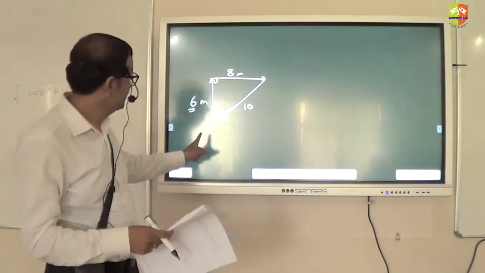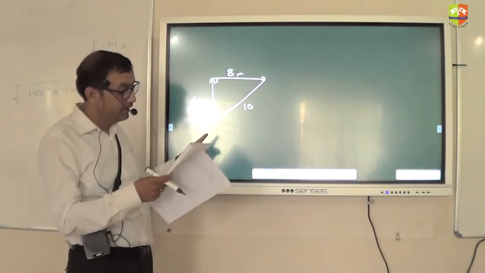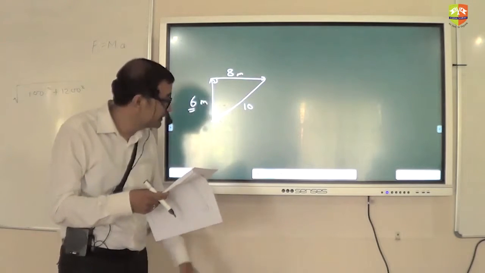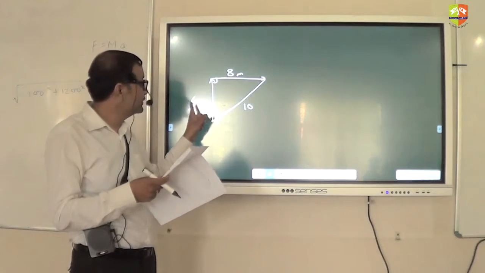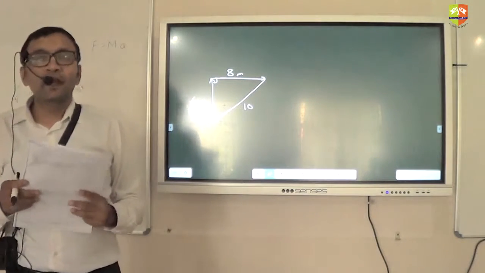Current. 6 meters it goes north, and 8 meters is east. So total displacement is root over 6 square plus 8 square.